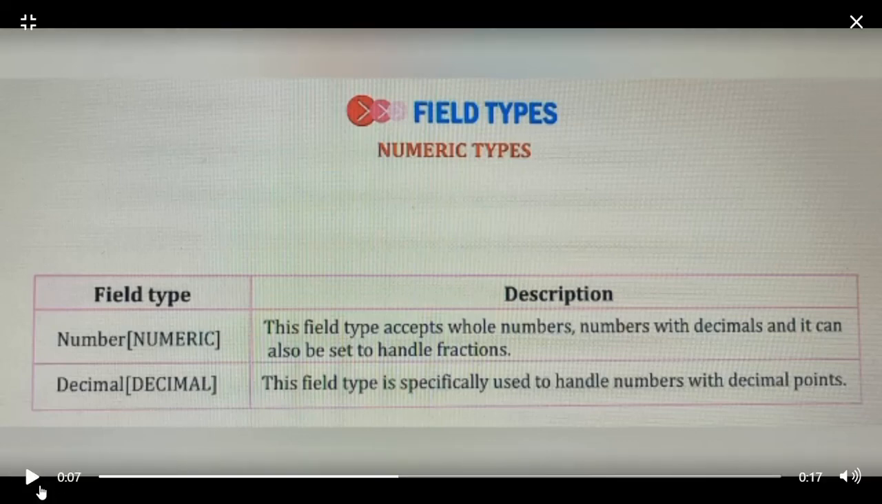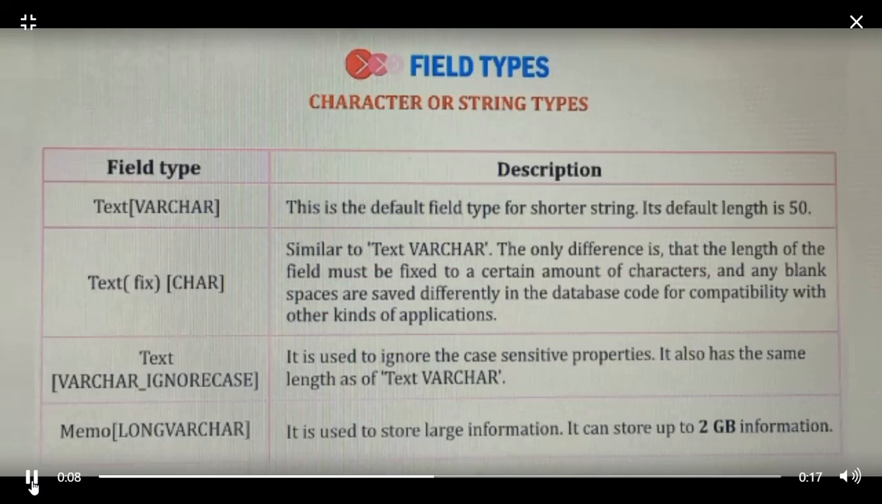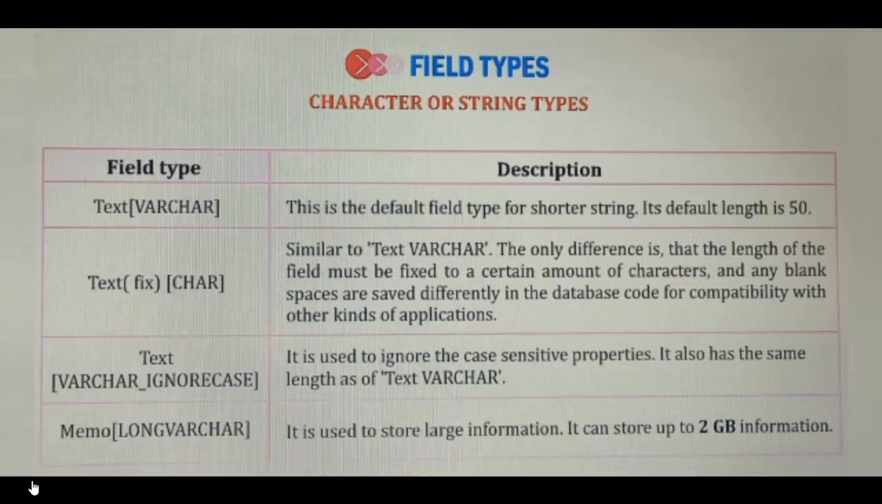Then students, we will move further. The next type is our character type or string, character or string. Now character or string contains text type of data. Fine. When we talk about your character type, the first is text varchar, whose default length is 50. Right, this is a shorter string, meaning we can type a small amount of data and the length is 50. Then if we talk about text fix char, this is something like text varchar.